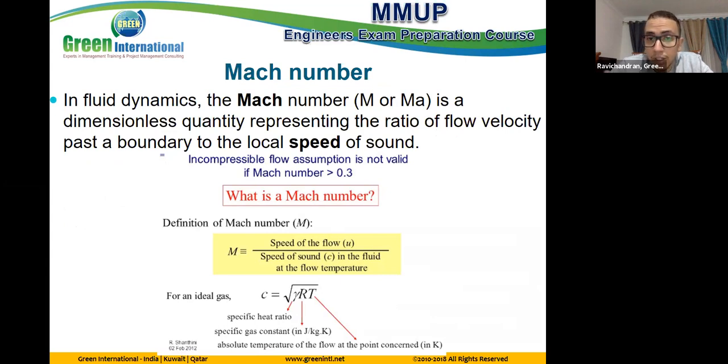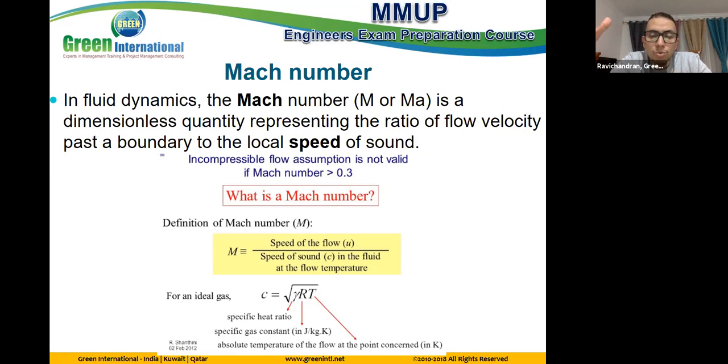speed of sound. In another way, Mach number is equal to the speed of the flow divided by the speed of sound in this flow, because the speed of sound changes according to the type of the flow. So this is the speed of sound in the flow itself. This is the Mach number. Mach number may be equal to 1, less than 1, or more than 1.